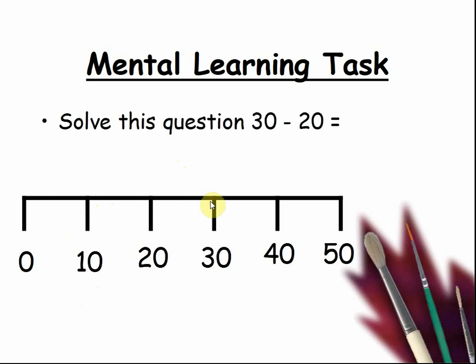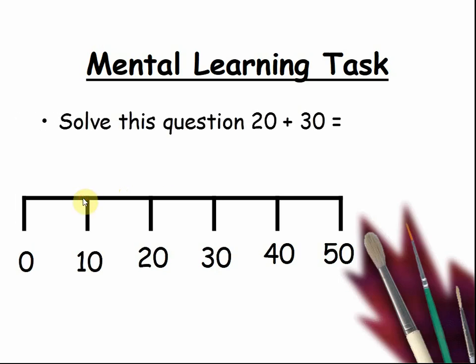Solve this question. 30 take away 20. This time you must start with the bigger number, 30, and you can take away 20. You could do it in one big jump to 10. The 30 take away 20 is 10. Or you could do it in 2 small jumps of 10. 30, 20, 10.